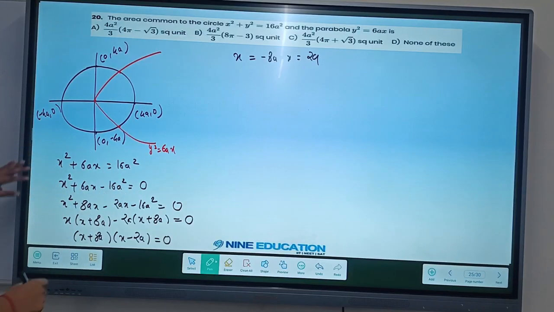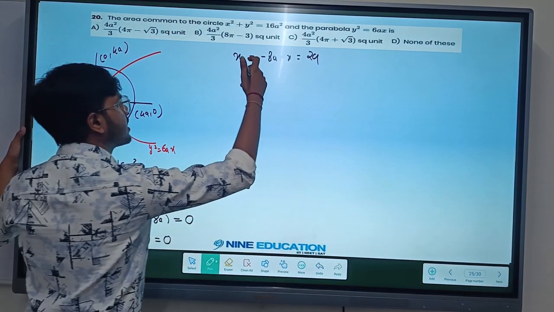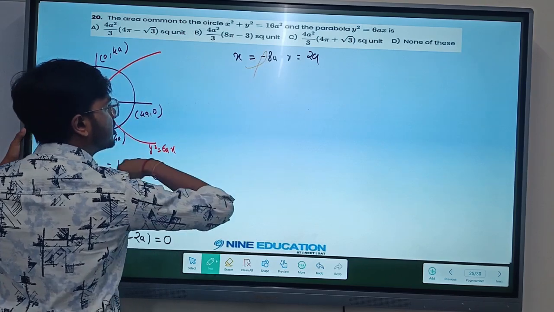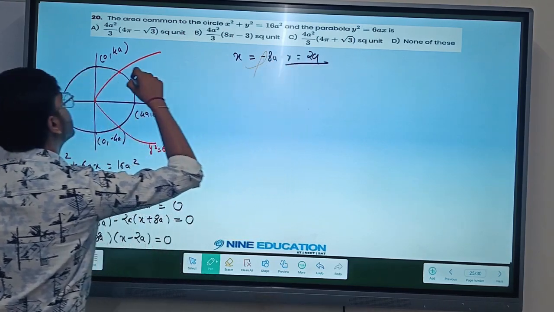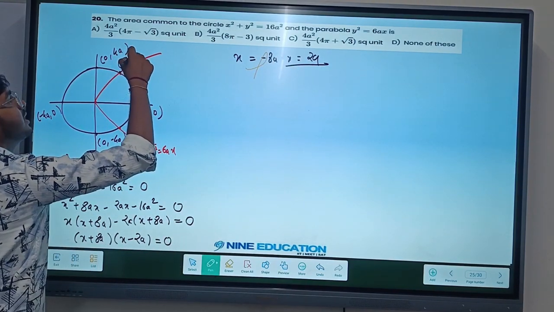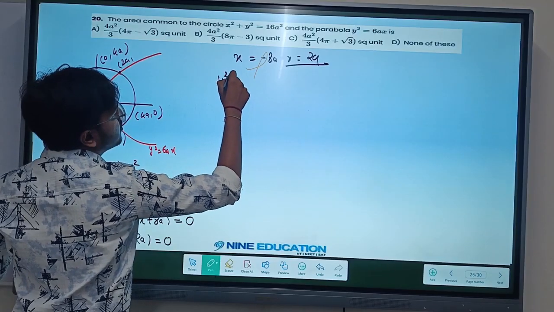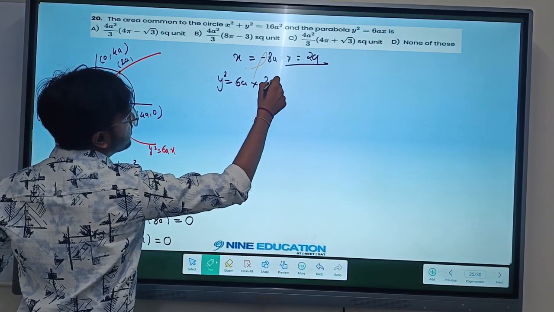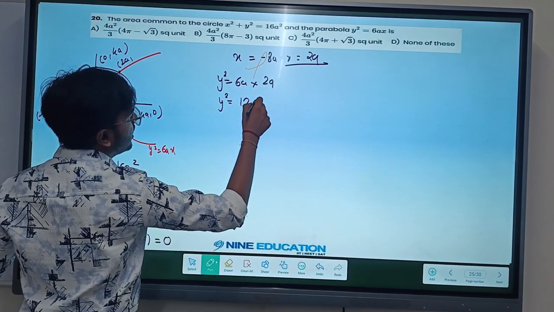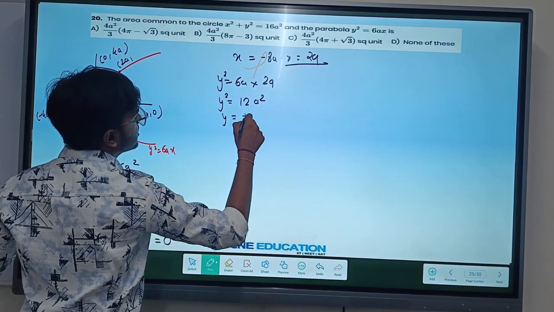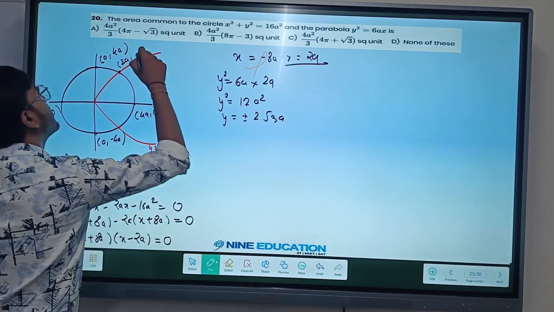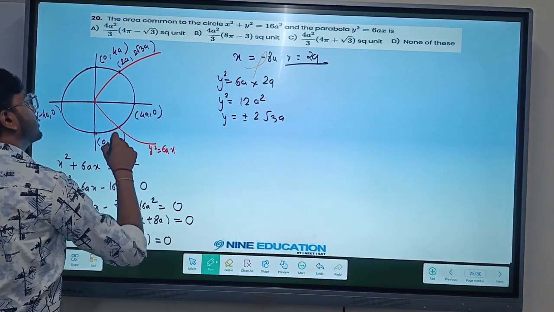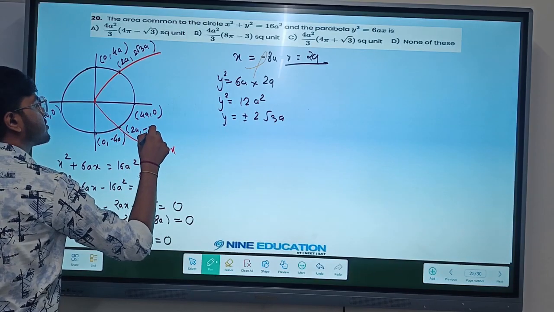Now the last x value, x intercept is minus 4a. So of course x cannot extend beyond minus 4a. So x value is of course 2a. So if I keep x as 2a, y square is 6a into 2a. So y square is 12a square. So y is plus or minus 2 root 3a. This point is 2a comma minus 2 root 3a.